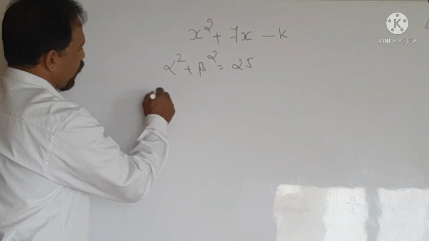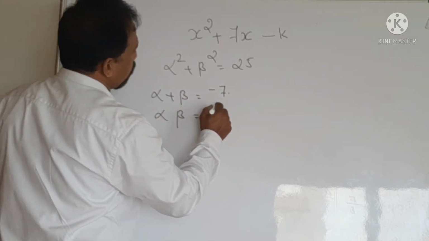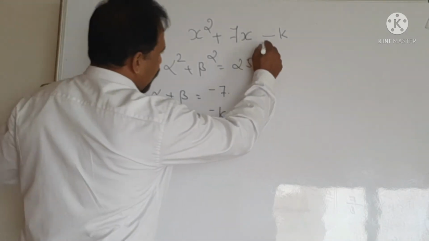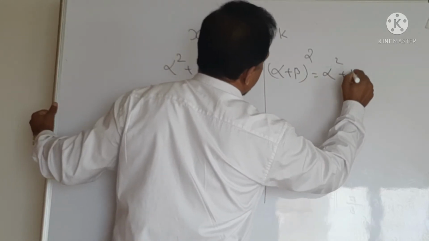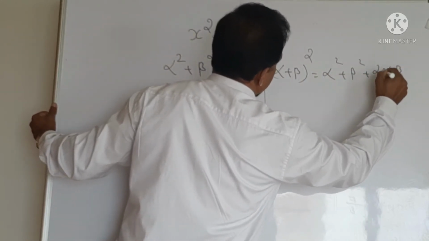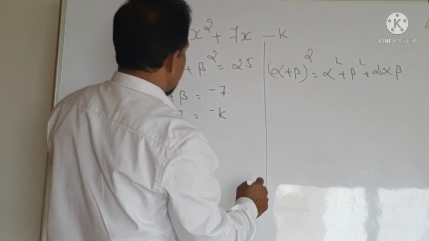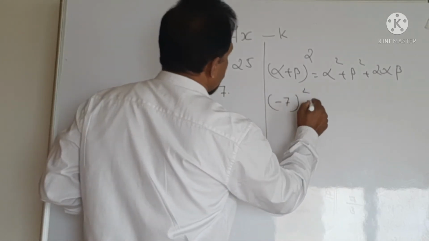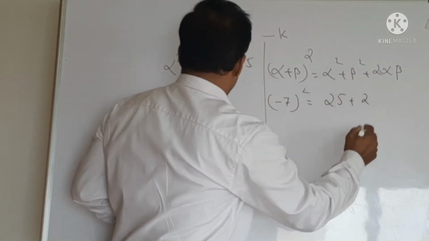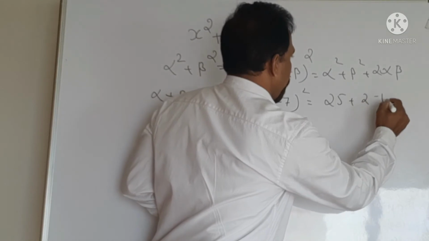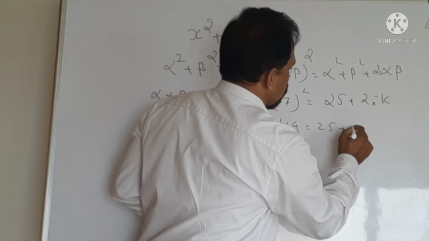So from this equation we can find out alpha plus beta is minus b by a and alpha into beta is c by a. Now we know that alpha plus beta the whole square is equal to alpha square plus beta square plus 2 alpha beta. It is in the form a plus b the whole square, a square plus b square plus 2ab. So what is alpha plus beta? That is minus 7 the whole square is equal to alpha square plus beta square is 25 plus 2 into alpha into beta is minus k. So it is 49 is equal to 25 plus minus 2k.